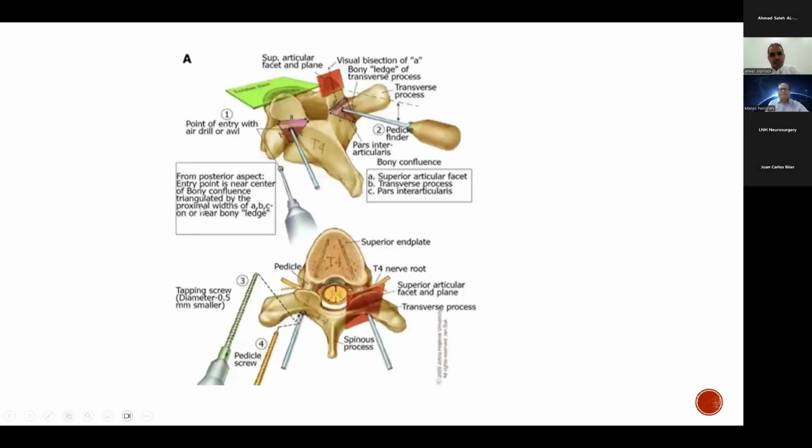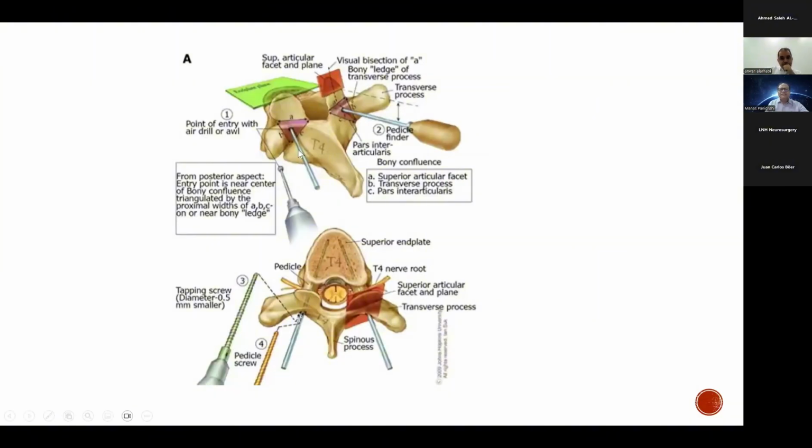So the first step of doing a pedicle fixation is finding an entry point. One can use a high-speed drill or a manual drill to make the entry point. I'll explain exactly where the entry point is for each vertebra, because the entry point differs in the upper thoracic spine, the middle thoracic spine, and the lower thoracic spine. And the angle also differs in the upper, middle, and lower thoracic spine.